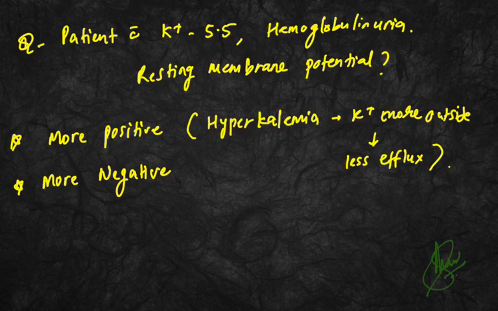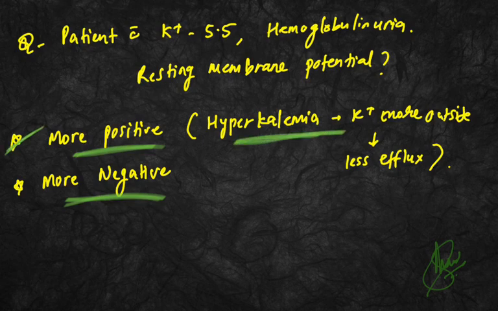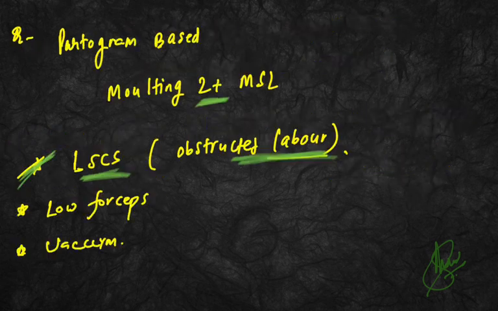Now, a patient with potassium of 5.5, what will be happening to the resting membrane potential? So, more positive or more negative? It will be more positive, as in hyperkalemia, potassium is more outside and there is less efflux. So, that will cause a more positive resting membrane potential.